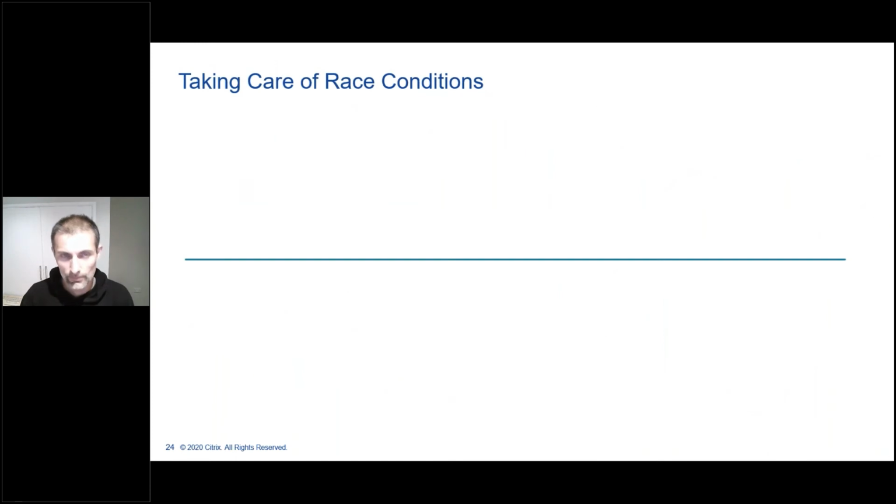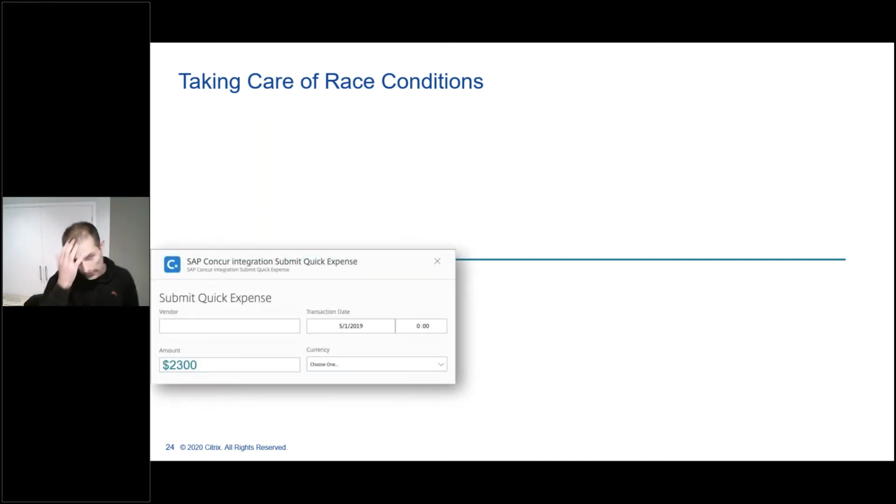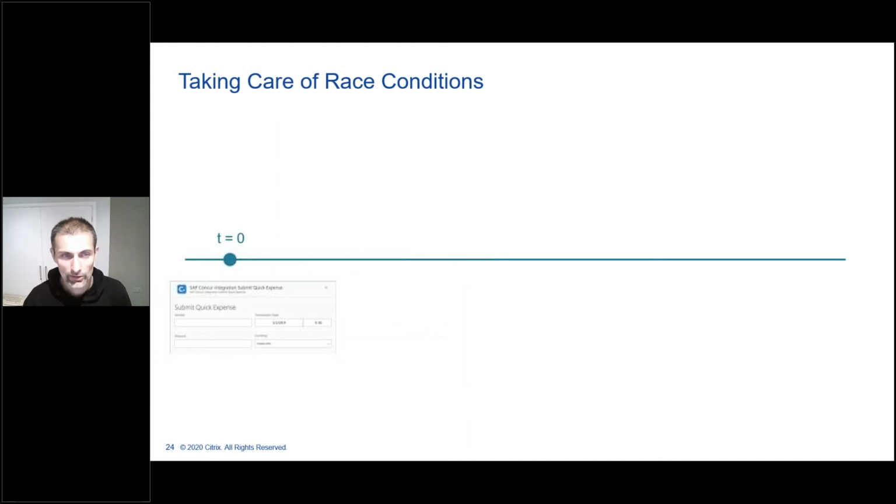So that's fine. We can do writes. Of course, we've done the read, we've created notifications, we've got buttons to do writes. Life is good. Now, supposing that I create in Workspace a quick expense, and so I've said, please can I have approval to spend this $2,300. Let's say we do that at time equals 0.